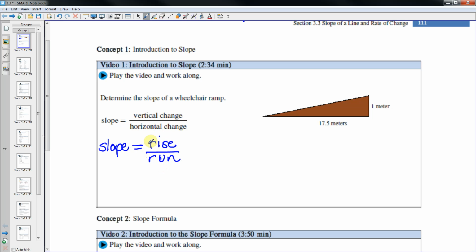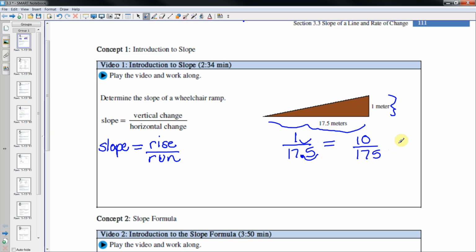So if I'm looking at a picture like this picture of a wheelchair ramp, if I want to find the slope, I'm going to take the rise, which would be the number that's going up, over the run, which would be this number, 17.5. So 1 over 17.5 would be the rise over run. If you're asked to simplify that without decimals, then you can move each decimal 2 places. So 10 over 175. And you could probably leave it like that.